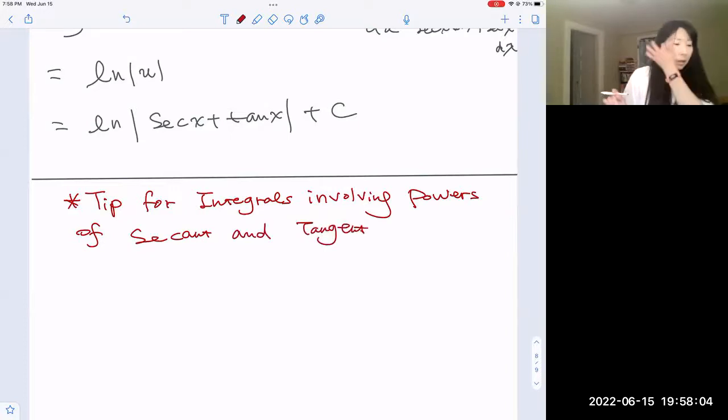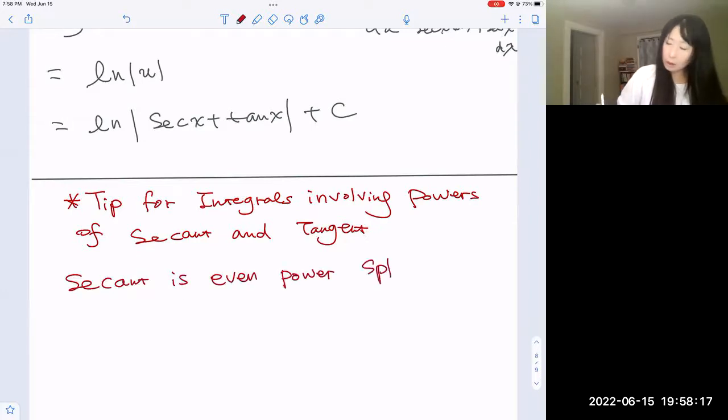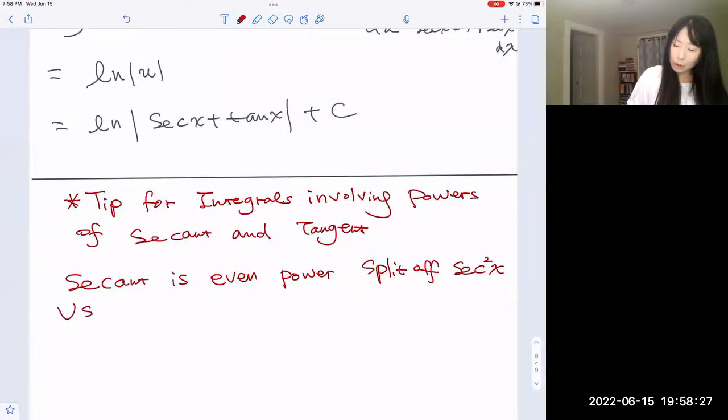All right, so first, if the power of secant is even, then we split off a secant square x. Then we use secant square x equals tan square x plus 1. Okay.